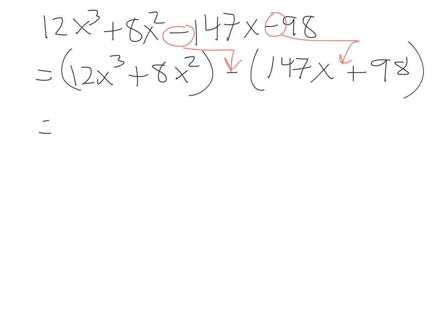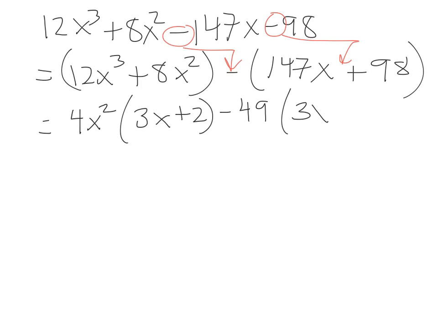Alright, the first group, I can pull out a 4x squared, and left over is 3x plus 2. Minus, and here's where the big numbers become a bit of a problem. Your greatest common factor here turns out to be 49, which is probably not the first thing you would try as a greatest common factor, but that's what it is. And when you pull that out, you get 3x plus 2. Alright, now we know we're in good shape. We're pretty sure we're doing it right because those two things match perfectly.